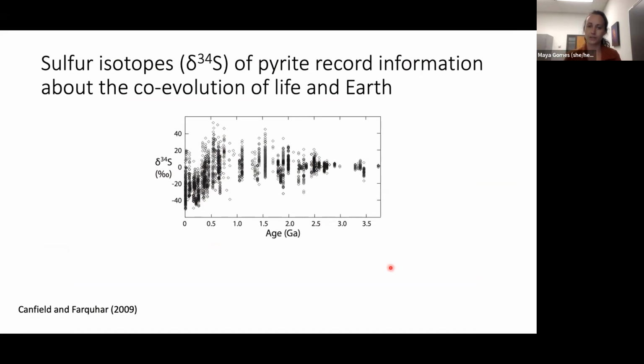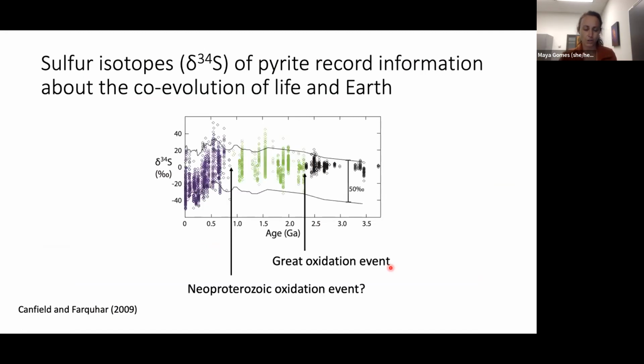And this sulfur isotope record tells us about the coevolution of life in the Earth system. So I'm going to color code the different symbols to draw your eyes to some different patterns, as well as put some lines on this plot to help us interpret it. So the top line is our best reconstruction of the sulfur isotope evolution of the marine sulfate reservoir. And then the lower line is offset by about 50 per mil, which gives you a sense of what a range of 50 per mil is in sulfur isotope space on this plot. And so what you can see is that there's differences in the range of sulfur isotope values of sedimentary pyrite throughout Earth history.